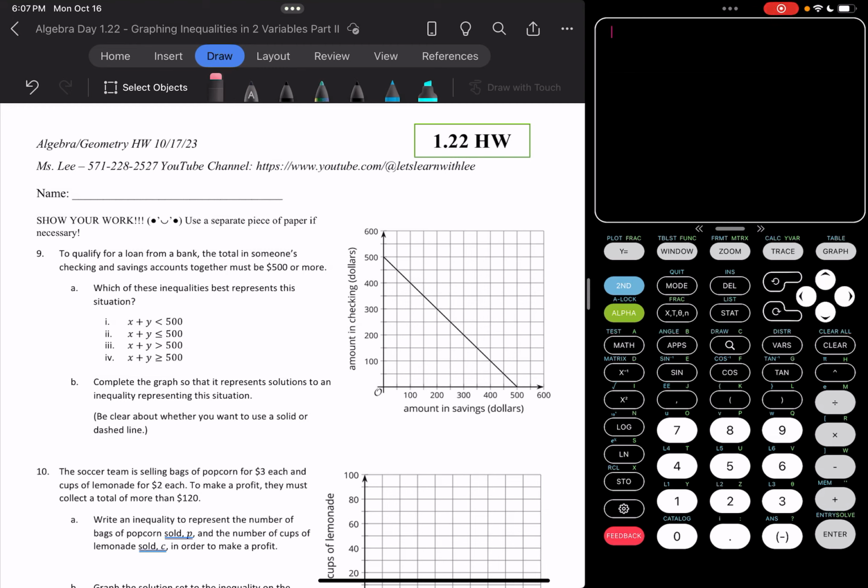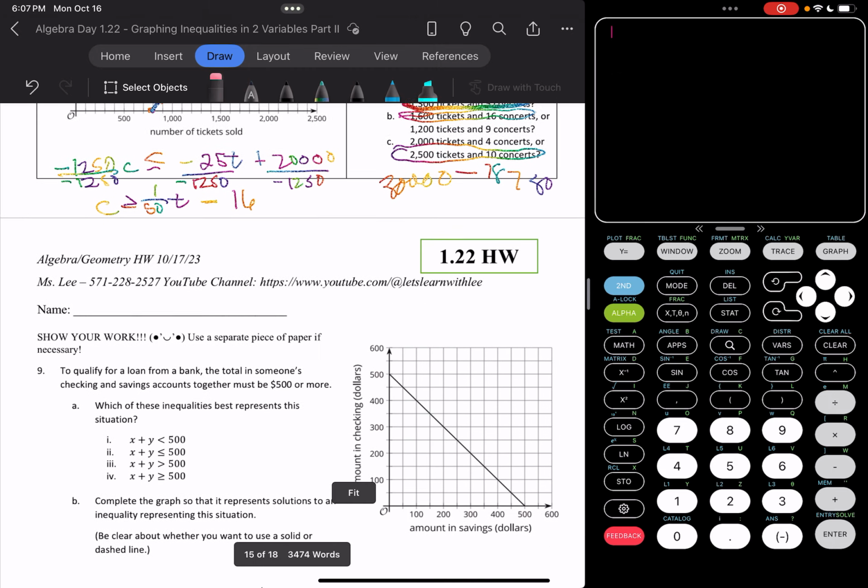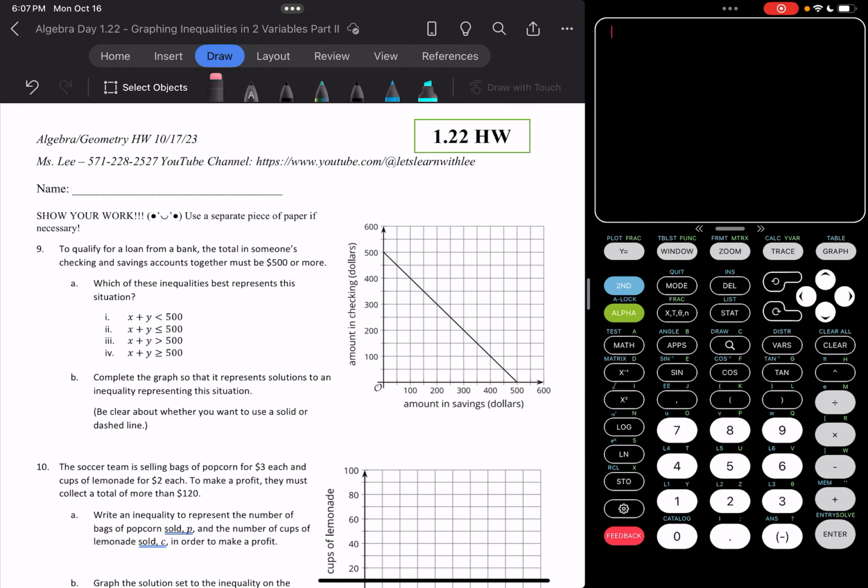I'm going to go through the homework and then I'm actually going to go back and go over the last part of the classwork as well. So let's take a look at the homework first.